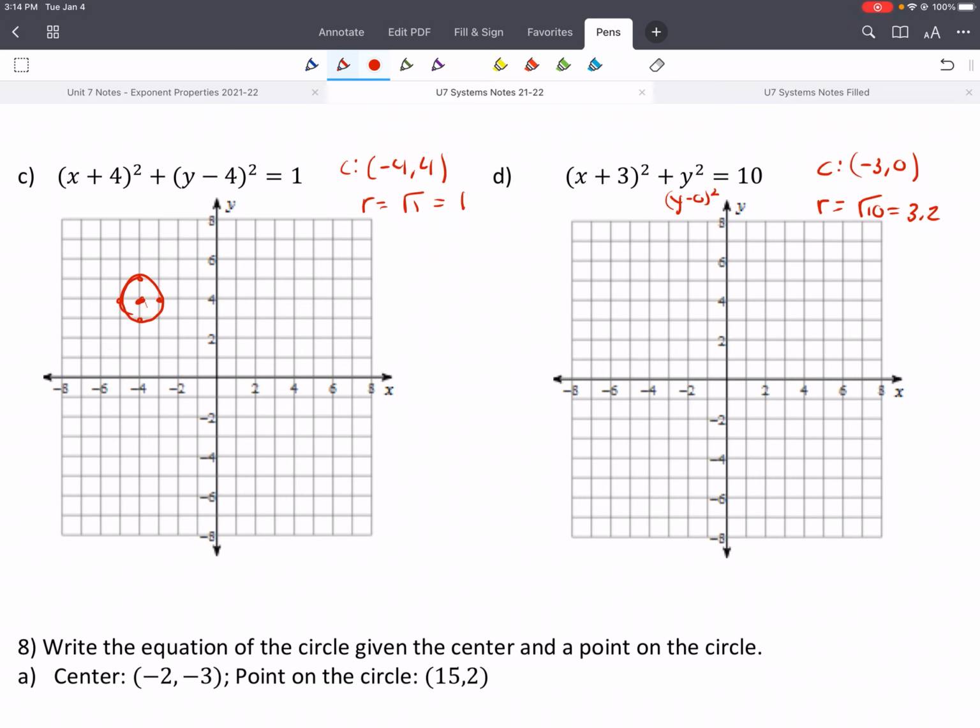Alright, so that's what you'll do, is you will plot that center, and you'll go over 3 and a bit, up 3 and a bit, left 3 and a bit, and then down 3 and a bit. Okay, so not quite 3, a little more than that. Alright, so that's what you do if our radius is not a nice number.